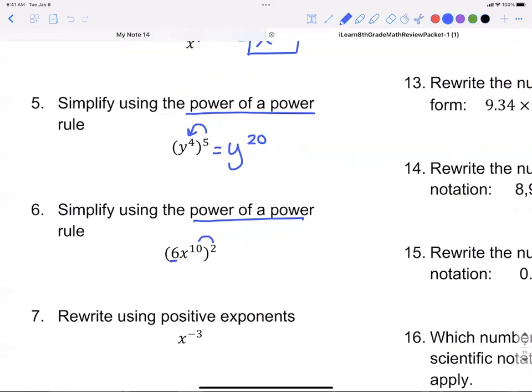This is a base 6 and this is a base of x. Both bases have exponents, so both bases get that superpower. So x and its exponent, which is 1 times 2 is 2. And then the x and its exponent is 10, and 10 times 2 is 20.